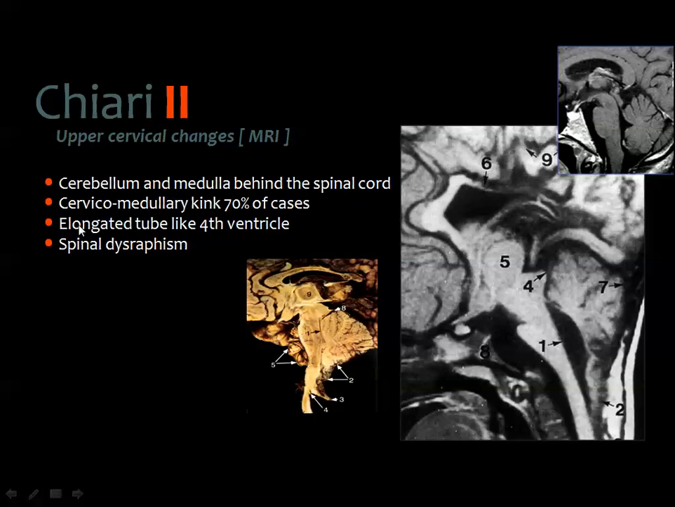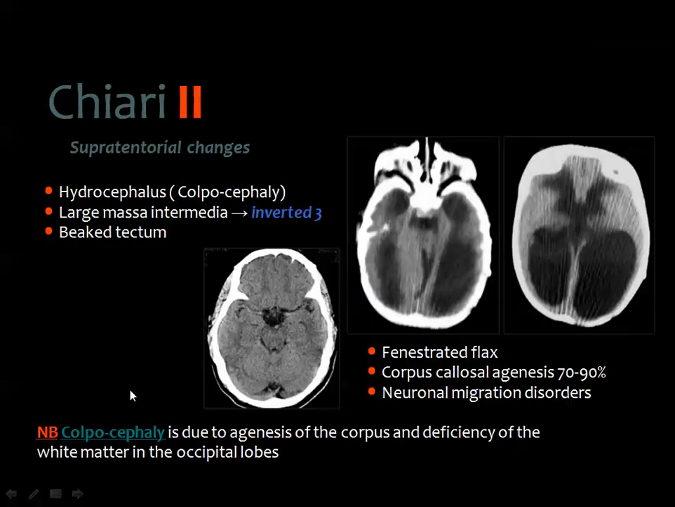Then number two, you see an elongated tube-like fourth ventricle. This is the normal appearance of the fourth ventricle; in this condition, it will be elongated and no longer has this configuration. It is tube-like. Number three, you see the spinal dysraphism in the lower back. You should see a meningocele or meningomyelocele. Then the medulla oblongata will also descend, in addition to the part of the cerebellum, as I have mentioned, and this will result in a kink at the junction between the medulla and the upper part of the cervical spinal cord, which is not usually seen by imaging.